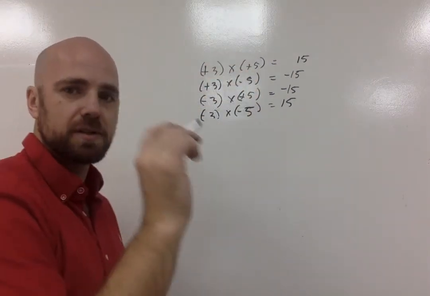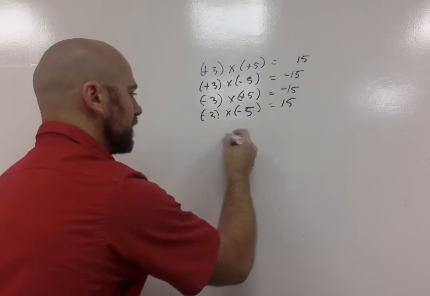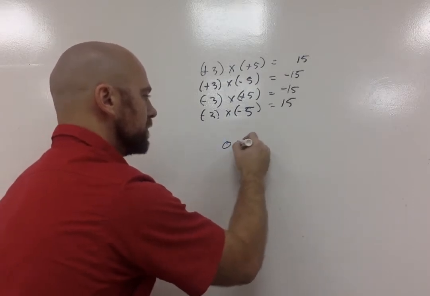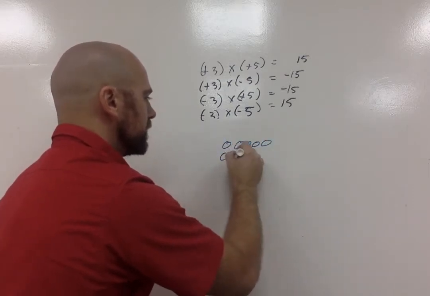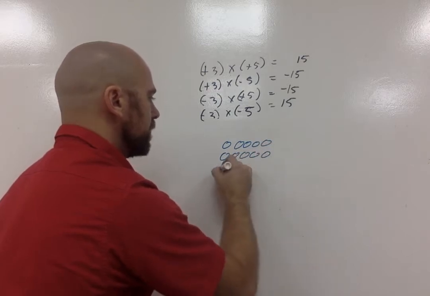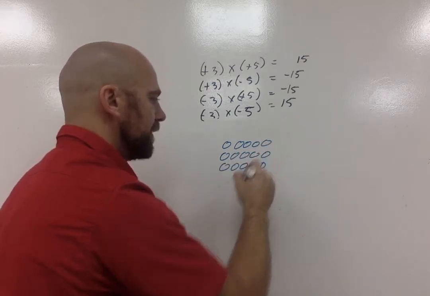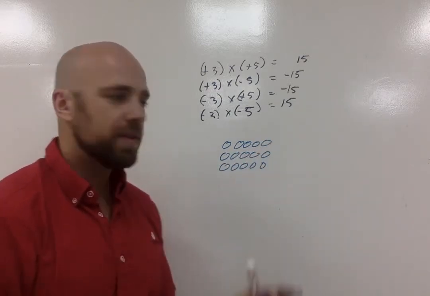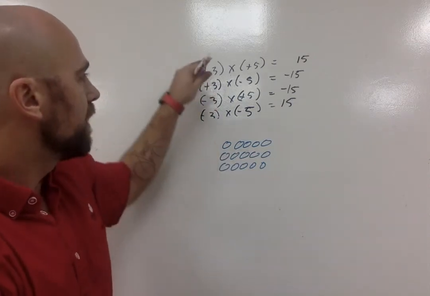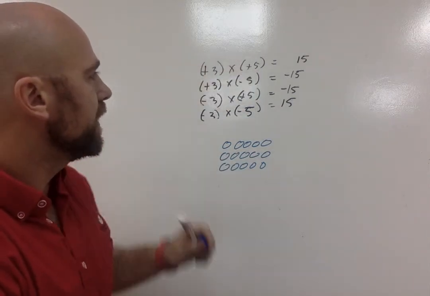So my blue is going to be my positive. So I'm just going to do little circles. 1, 2, 3, 4, 5. 1, 2, 3, 4, 5. 1, 2, 3, 4, 5. So that is what that looks like. Okay, we have 3 groups of positive 5.